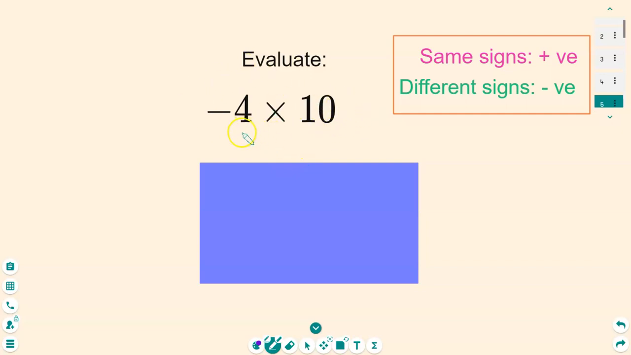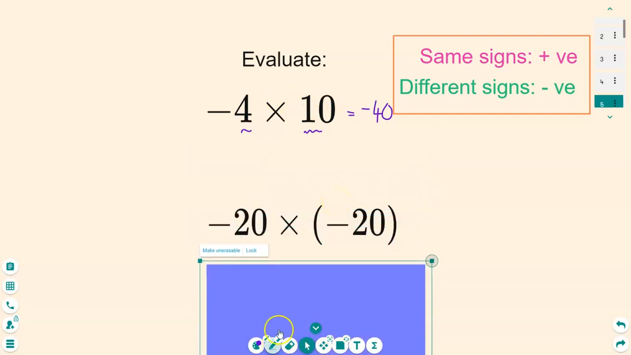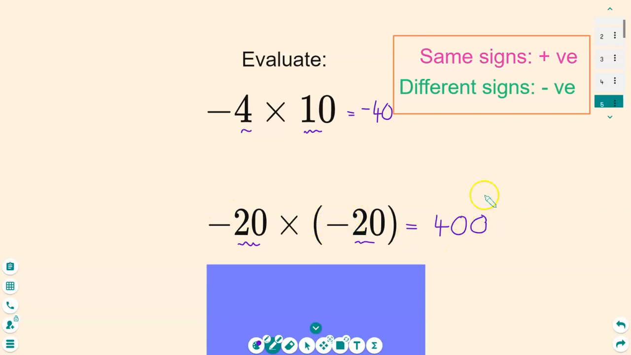Again, negative 4 times 10, well, what's 4 times 10? That's 40. We've got different signs, so a negative times a positive will get a negative. Different signs give us a negative number. This one, negative 20 times negative 20. Just look at what's 20 times 20. Well, 2 times 2 is 4, and then I think we just put 2 zeros on the end. Then we check out the signs. Same signs, positive. Negative times a negative gives a positive.